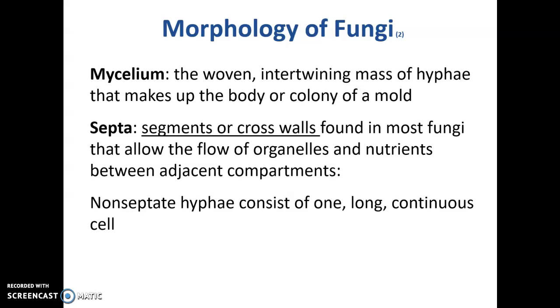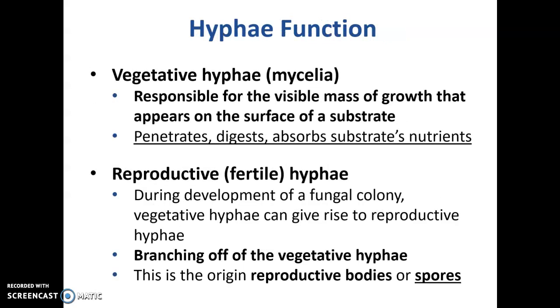And then some have segments or cross walls referred to as septa. That's found in most fungi and allows the flow of organelles and nutrients between adjacent compartments. And then we have non-septate hyphae, which is basically there's no septum, there's no cross walls, one continuous cell. As far as hyphae function, we have vegetative hyphae and we have reproductive or fertile hyphae. The vegetative hyphae is responsible for the visible mass of growth that you see on the surface of whatever it's trying to digest and absorb.